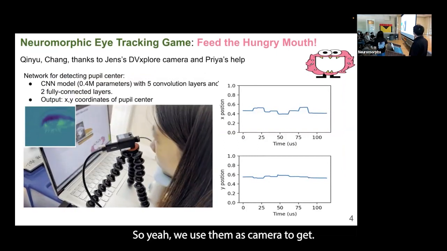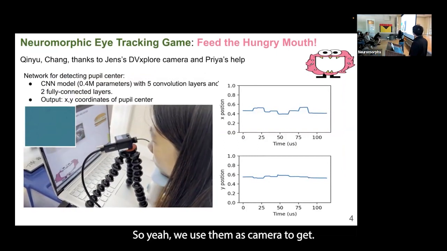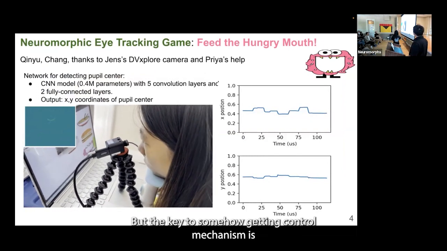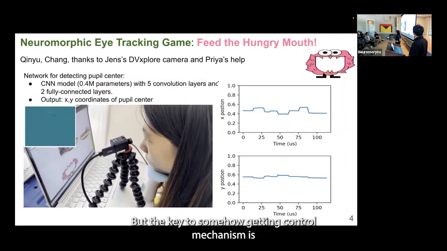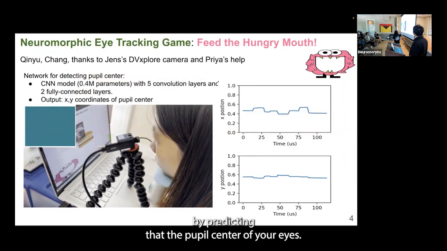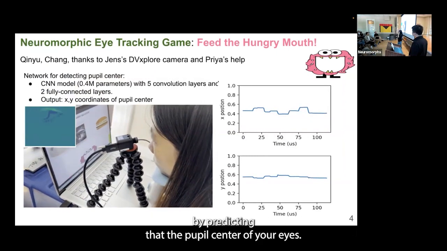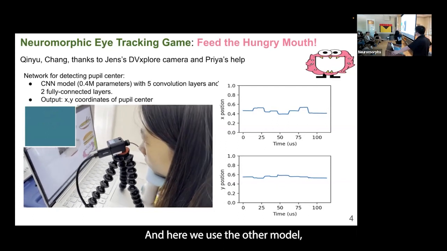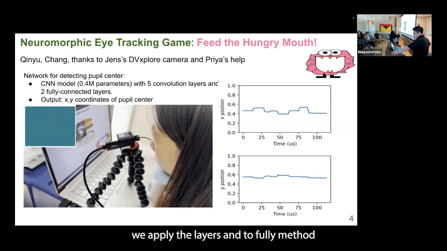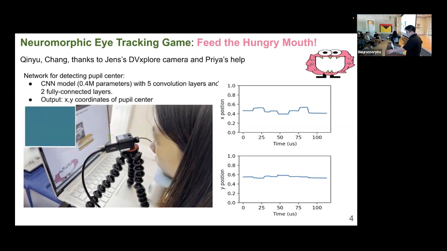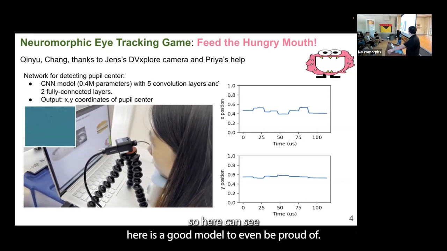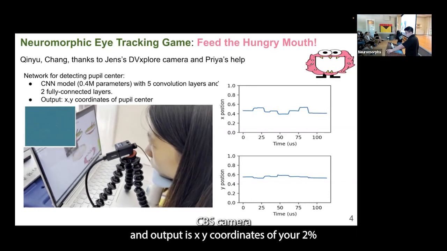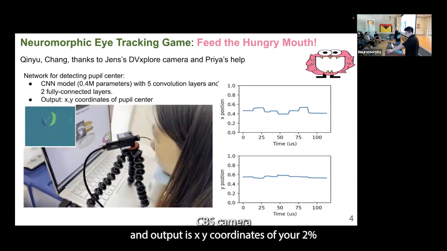Okay, so here we use a DVS camera to capture your eye movement and try to transform your eye movement into a gaming control mechanism by predicting the pupil center of your eyes. And here we use a CNN model with 5 convolutional layers and 2 fully connected layers. So you see here's the input. The input of this network is the event stream from the camera, and output is XY coordinates of your pupil center.